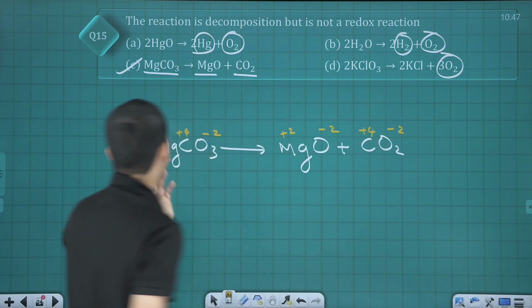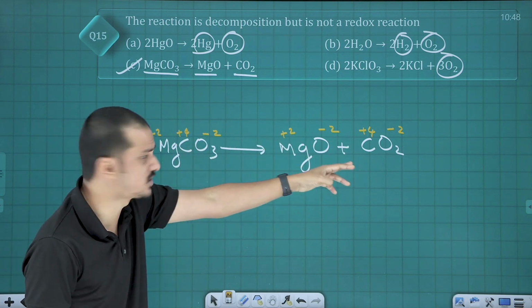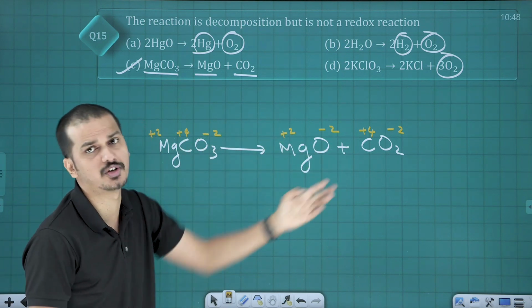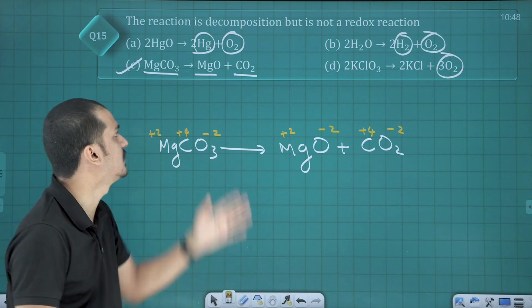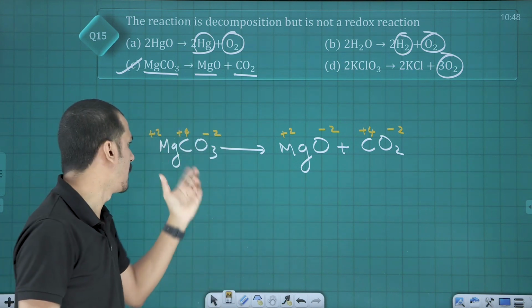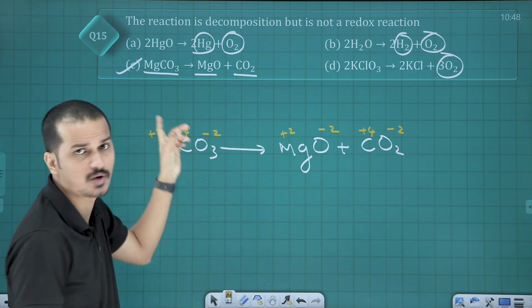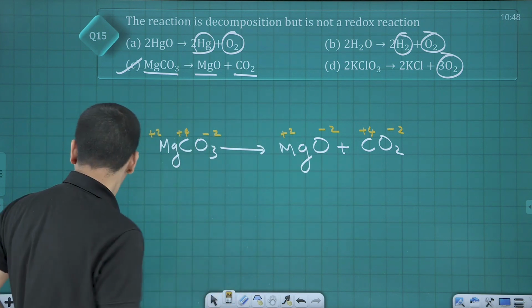this is plus 4. No change. Magnesium plus 2, no change. Carbon plus 4, no change. Oxygen minus 2, no change. There is no oxidation state change, which means that is not a redox reaction, but it is what? Decomposition. Magnesium carbonate is decomposed to magnesium oxide and carbon dioxide. So our answer is what? C. Simple. Okay, we can move to the next question.